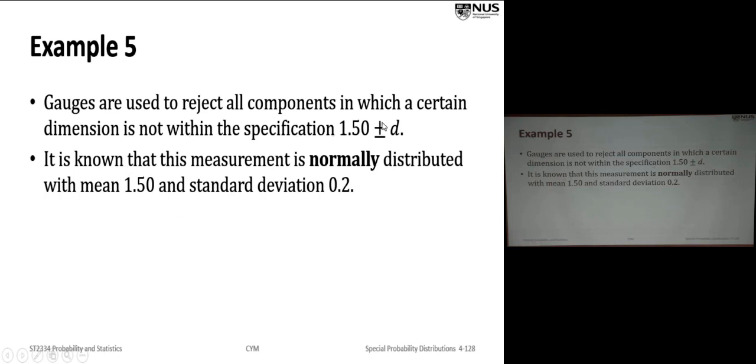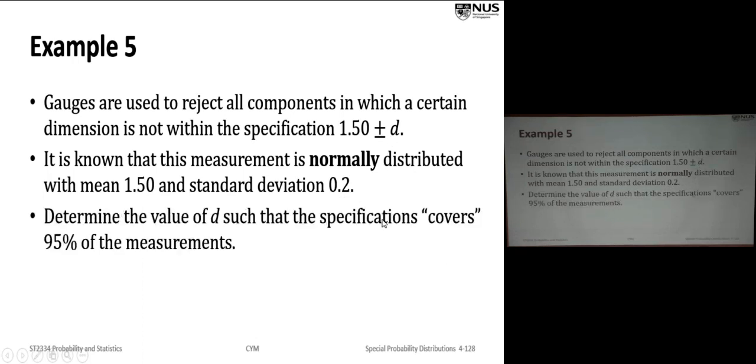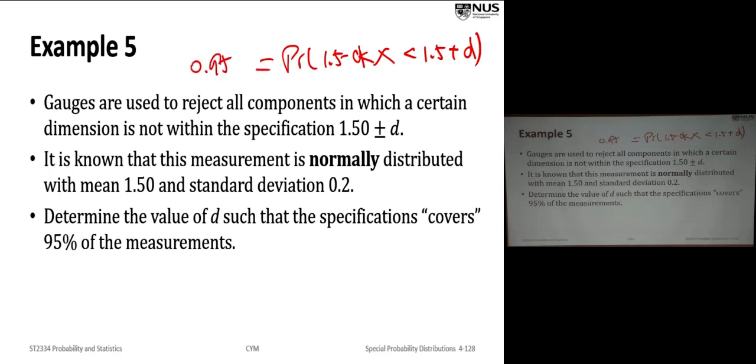So here is another example. We want to specify that the components of our measurement are normally distributed with mean 1.5 and a given standard deviation, so we want to specify D so that the specification covers 95% of the measurements. So this is asking, what is the probability of X lying between 1.5 minus D and 1.5 plus D? This is the specification. That means I want my items to be between these two numbers. If you don't meet the specification, I'll reject your component. So I want to make sure this will be at least 95%. So I want to determine what this D is.